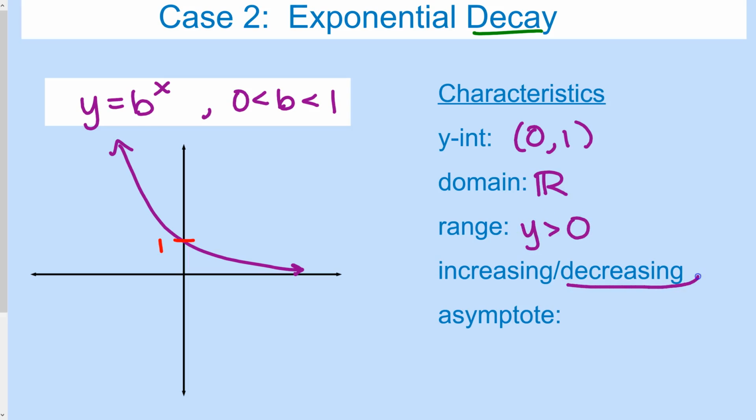This graph is decreasing, going down as you move from left to right, and the asymptote is this dotted line here, still the line y equals 0.